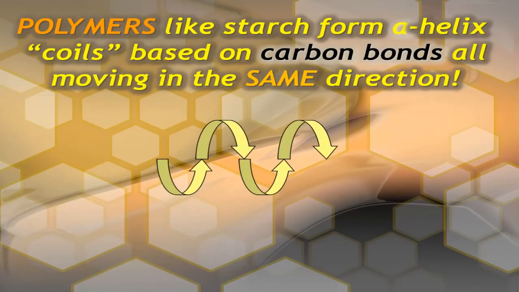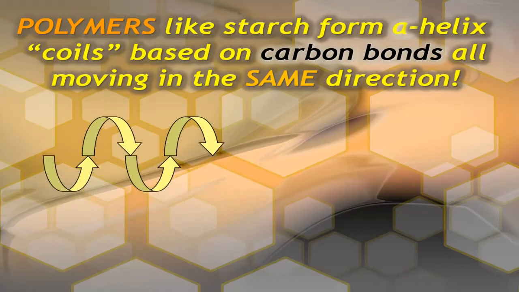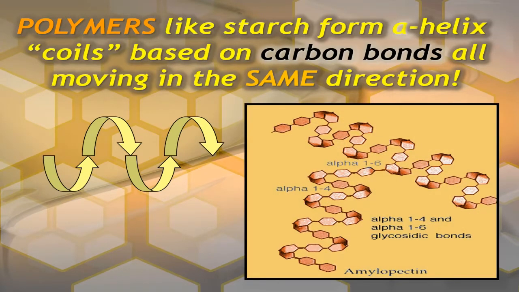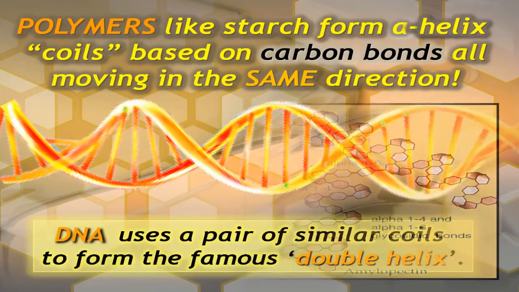But if we take the exact same sugar, the exact same glucose sugars, we can chain them up a different way. And if we chain them up so that all the carbon bonds are moving in the same direction, the entire chain tries to move in the same direction. It tries to rotate in the same direction. So here again you see the pink hexagons, but they're no longer straight. They are rotating in a coil. This is an alpha helix. And why do they rotate in a coil like this? Because every bond is moving in the same direction.